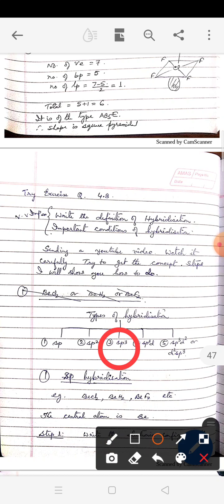Since the entire 3-dimensional space is available to them, they will orient themselves at an angle of 109 degrees 28 minutes, and the shape is known as tetrahedron.